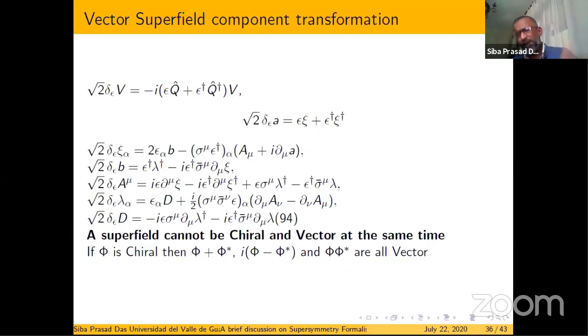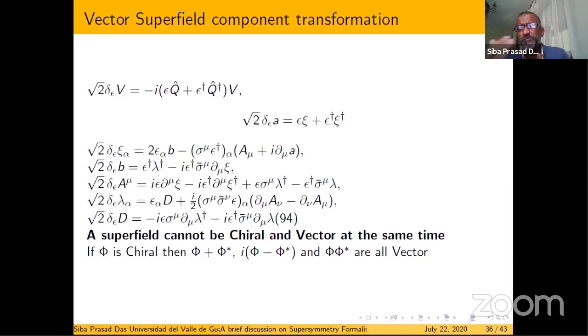And similarly, you have a component transformation of the superfield, and you get the corresponding transformation on the superfield components in the superspace. A very important point is that a superfield cannot be chiral and vector at the same time. That means a superfield is either chiral or vector. They cannot be together at the same time. But if you are given a chiral superfield, you can construct a vector superfield. For example, since I know the vector superfield is real, given a chiral superfield phi, you can construct phi plus phi dagger, phi star, or i(phi minus phi star). These are vector superfields.